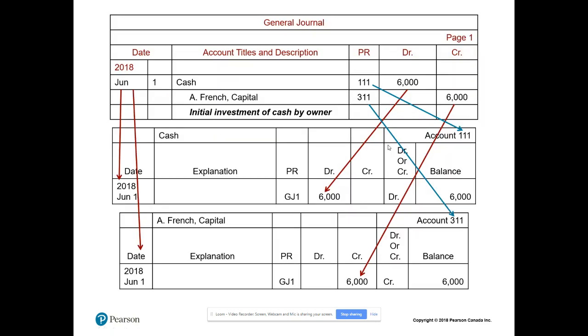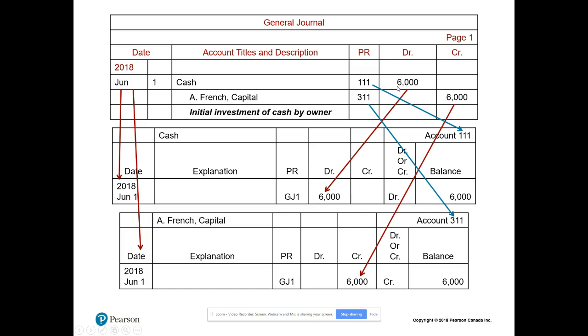Okay, this slide is a mess, but I will try to show you the process of doing it. So imagine, if you will, that there is no PR here. There are no numbers in the PR. You have your journal entry for the very first entry: cash, debit 6,000, capital, credit 6,000. Perfect. So I'm going to do the posting process.